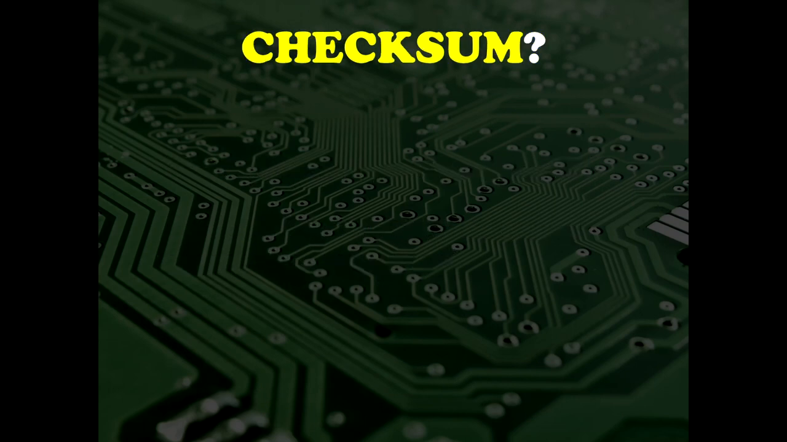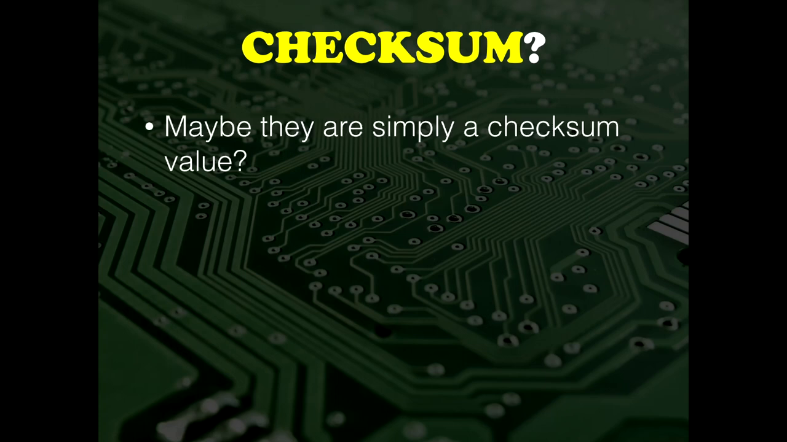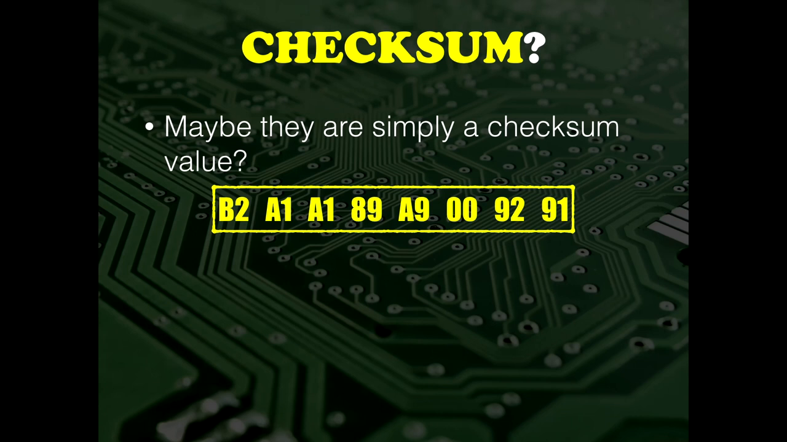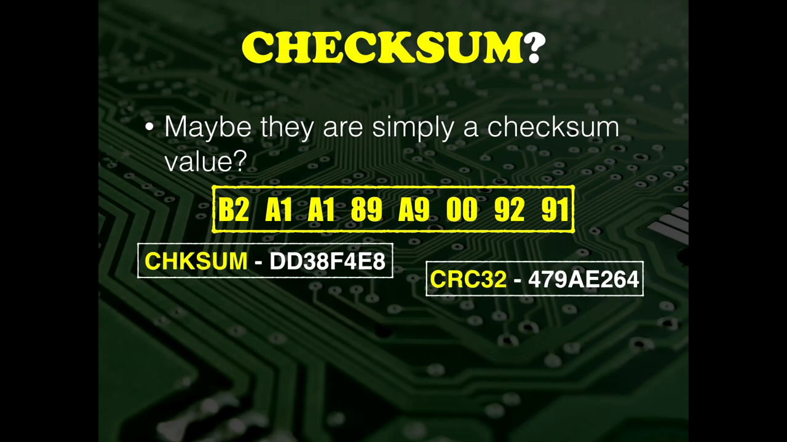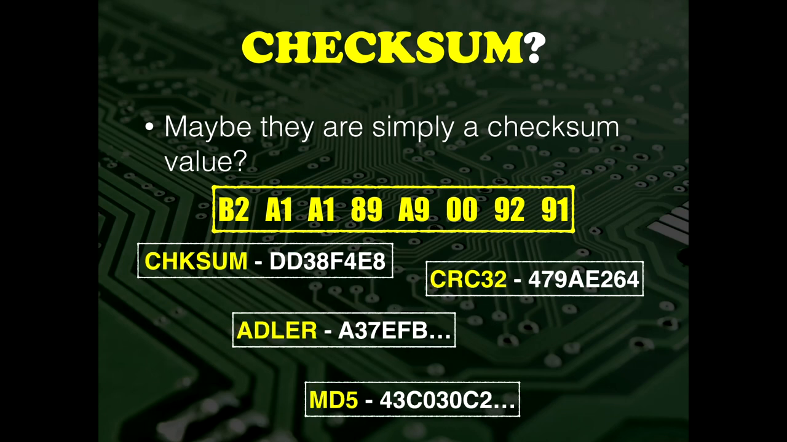Well, the first thing that comes to mind is error correction. Yeah, they are at the end of the file, so maybe there is some kind of error correction. So we take these bytes and try to check them for checksum, CRC, Adler, MD5, a lot of other error corrections, and no, nothing even comes close. So it's probably not an error correction, at least not a known one.